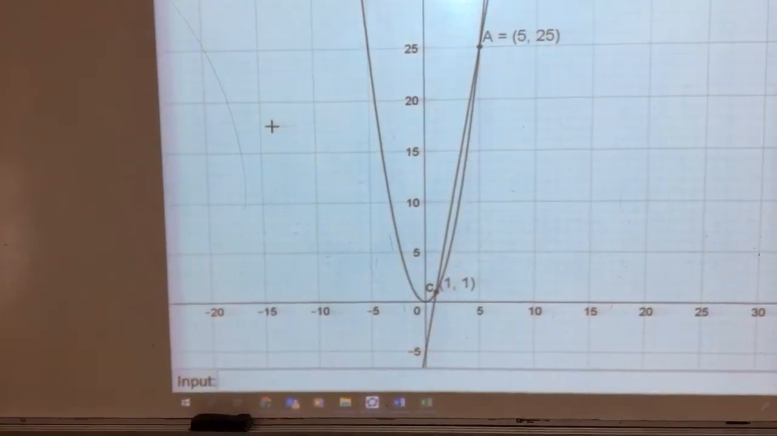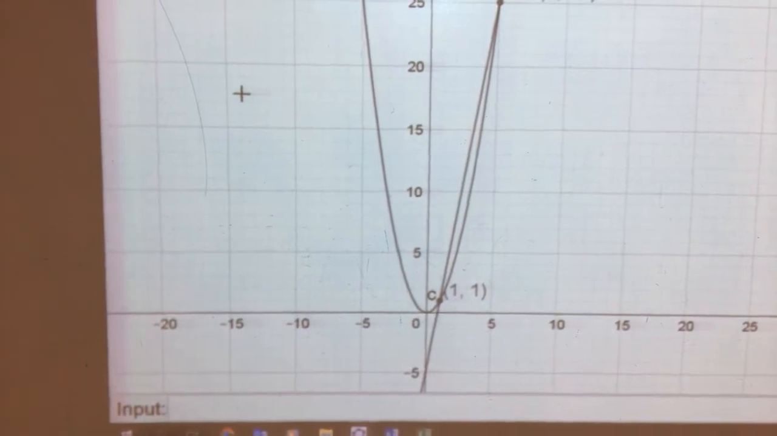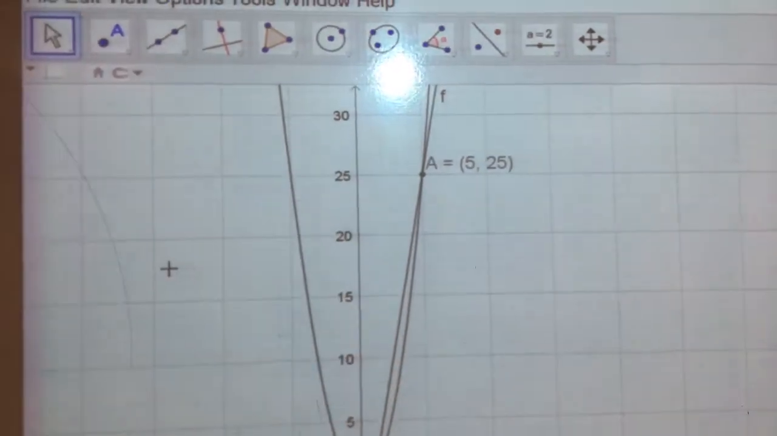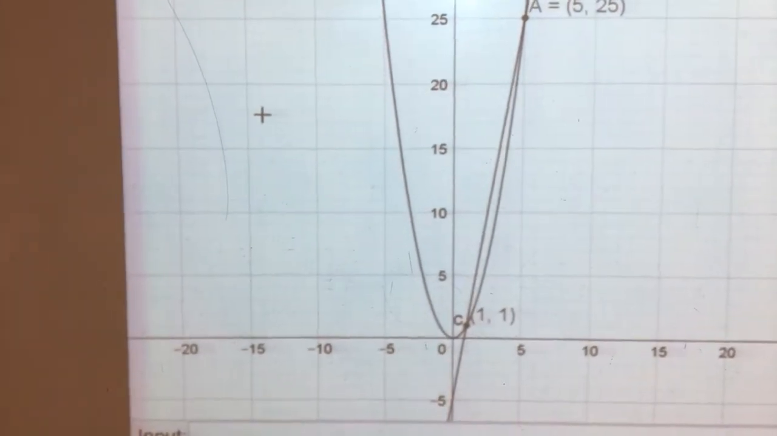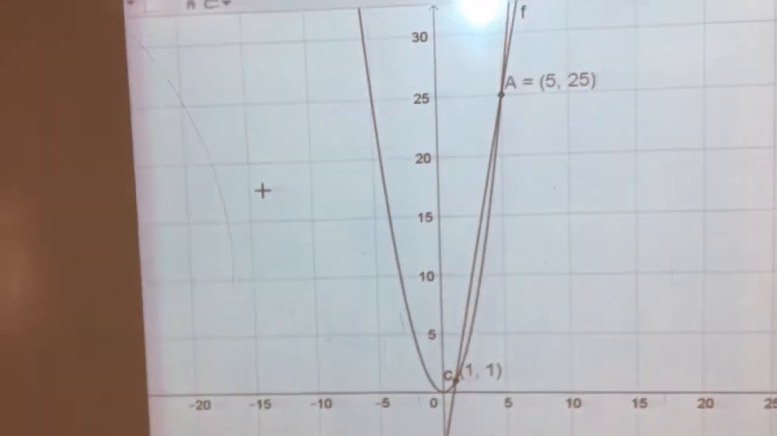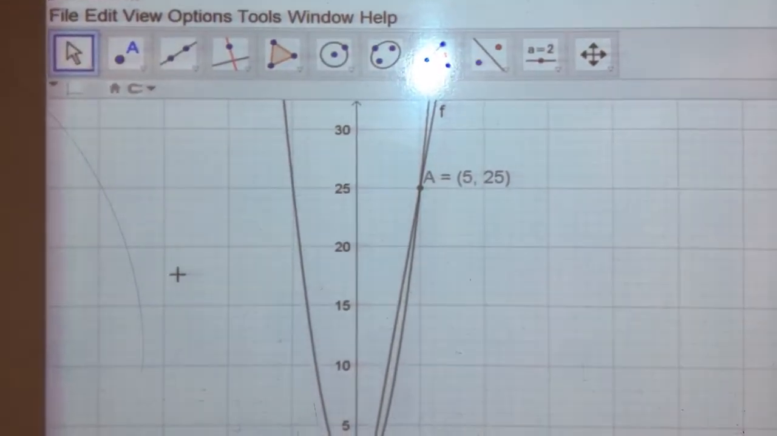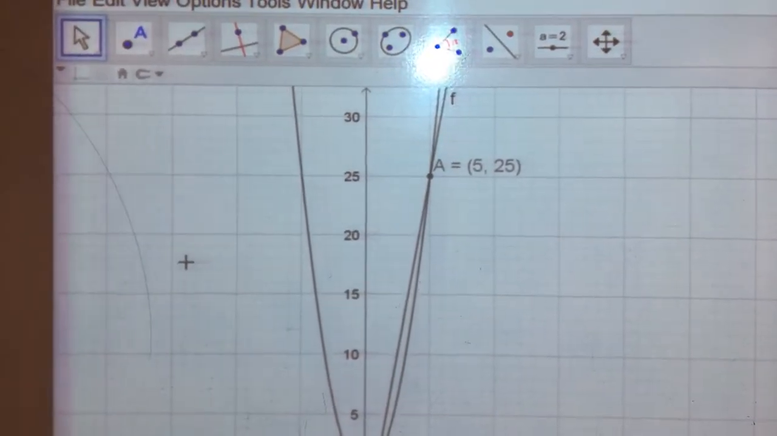But you will notice the line y is equal to 6x minus 5 crosses the y-axis at negative 5 and has a slope of 6. Ta-da! And there's the parent, the parabola, y is equal to x squared. That line intersects that parabola when x is equal to 1 and when x is equal to 5. Okay, that's what they're trying to get you to do.